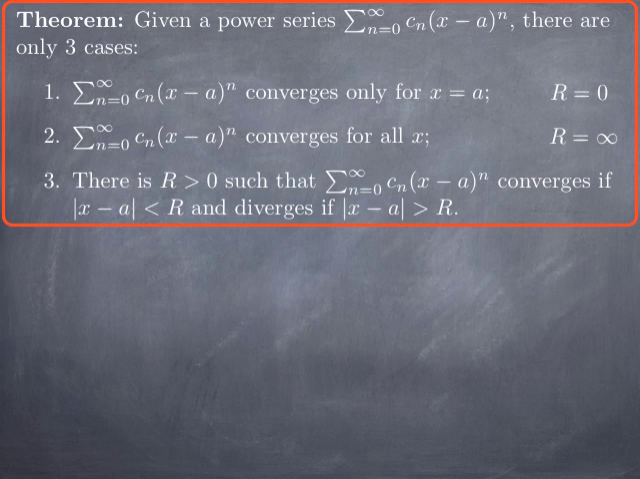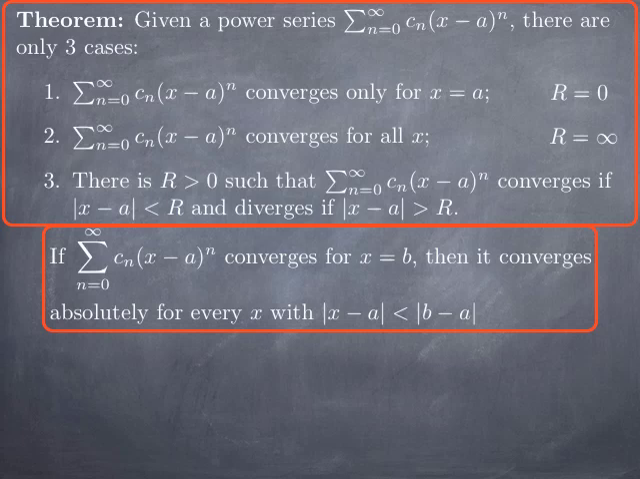So I'm not going to give a formal proof of this theorem, but indicate where it comes from. And it is easy to believe this theorem if you believe that we have this situation, that if a power series like that converges for a certain value of x, let's say x equal b, then it also converges absolutely for all x that are closer to a than b. Right? So the distance from x to a is less than the distance from b to a.